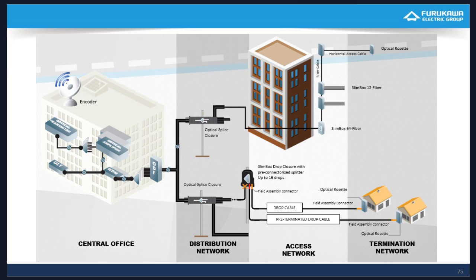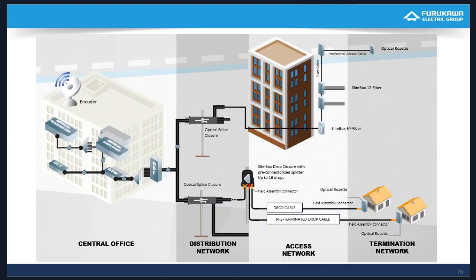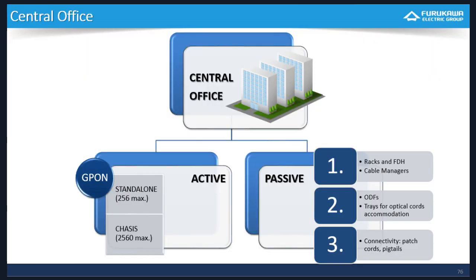I'm going to go by segments of the network. Let's talk first about the central office, then the distribution network, then the access and the termination network. I will not talk in detail about each product. We are just going to have an overview of the portfolio, and then we'll talk specifically about 1 or 2 new products we have.